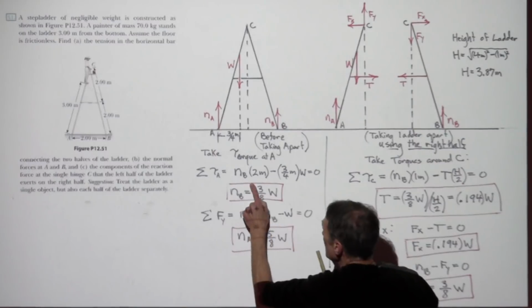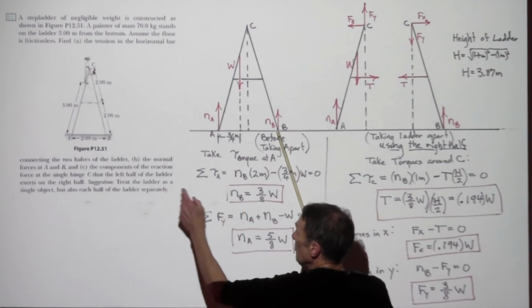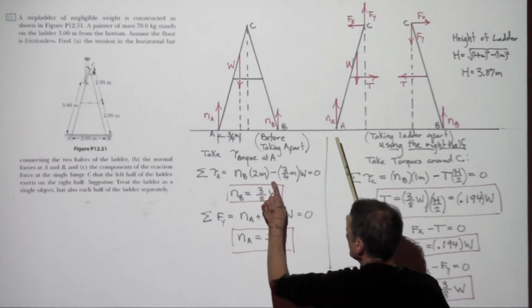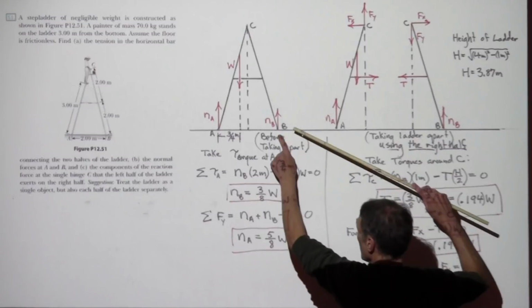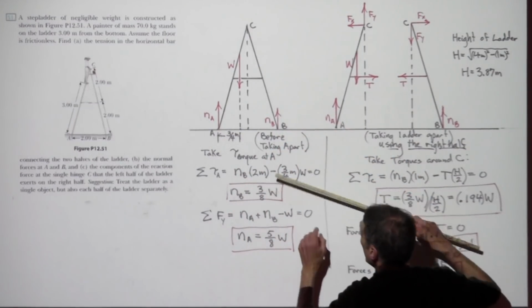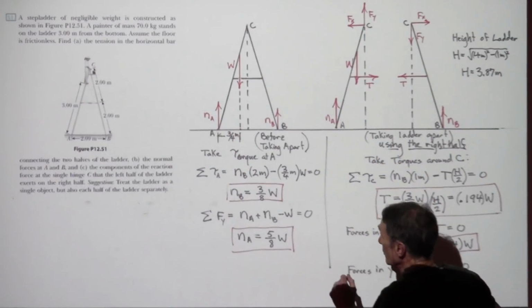So if I look at this, N sub B times this whole distance, which was 2 meters. And I'm calling that positive, so this you're probably a little more comfortable with. It's going to rotate in the plus direction. And then the painter is going to be here. It wants to rotate it in the other direction.